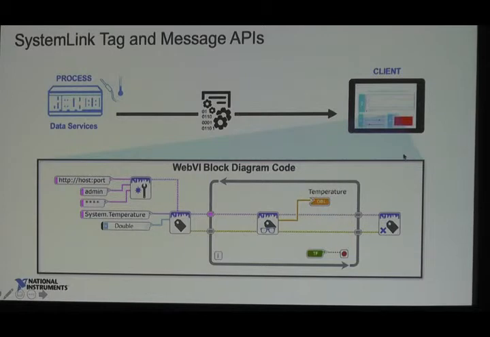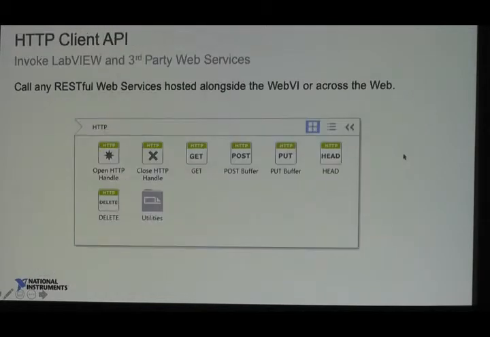So then just to draw the picture of what the SystemLink API looks like, this is what it looks like on the block diagram. Pretty simple, open, read, write, close configuration that you're used to with LabVIEW. With the HTTP client API, this is what the palette looks like, with your typical get, post, put, delete functions.